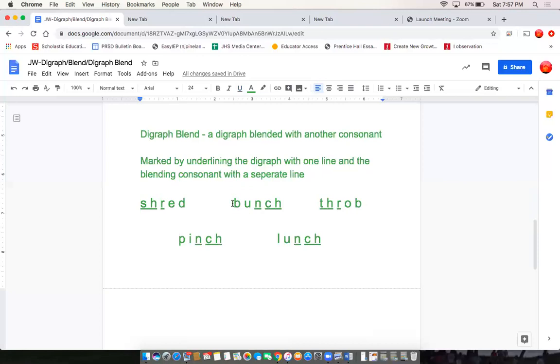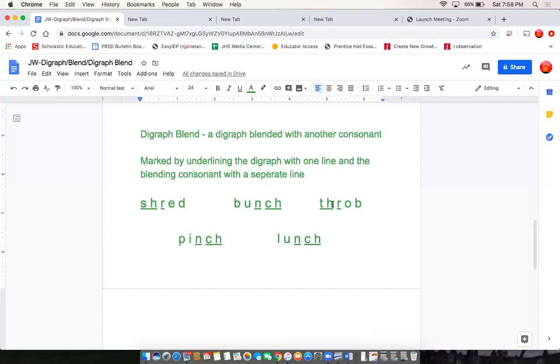Next word is bunch. So we have the n, and that's now blending into the digraph ch. So ch has one line because it's a digraph, but the n has its own line because it's the blend. We hear the n, ch. And if you take a look, this blend is at the beginning and this blend is at the end. Sometimes the blends could come in the beginning or the end. They could be anywhere.